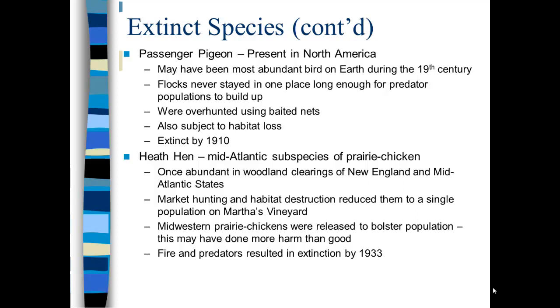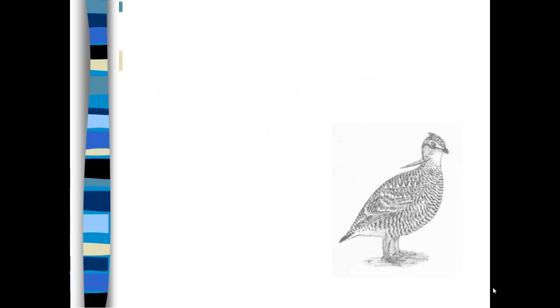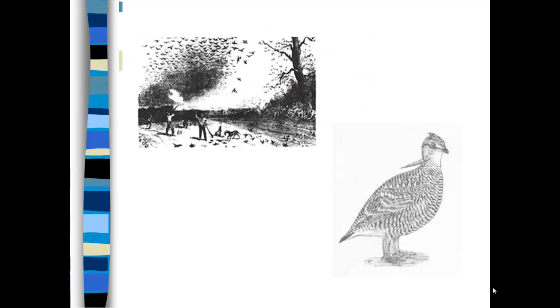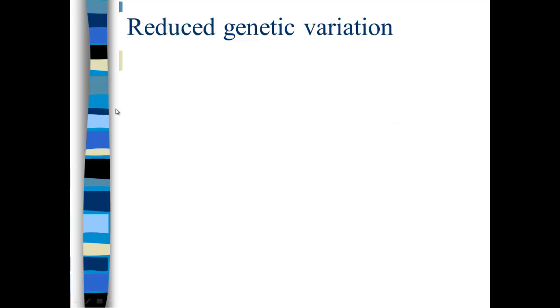By breeding the Midwestern prairie chickens with the chickens on Martha's Vineyard, this led to breeding of traits that weren't appropriate for the environment, and fire and predators resulted in extinction by 1933. Here's a heath hen. And here are passenger pigeons. You see the farmers are shooting the passenger pigeons, and the sky is just dark with them. It's so dense that the sky is completely dark.